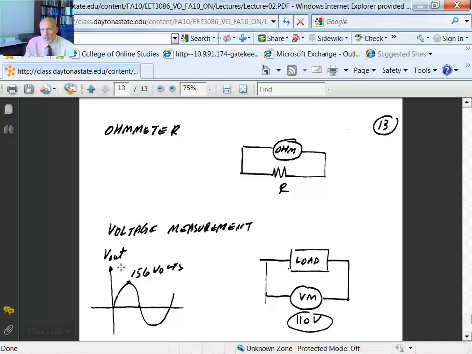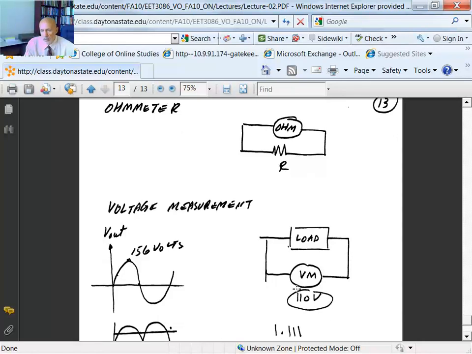Now if you look at the voltage coming out of the wall outlet in the scope, the peak value is about 156 volts. On the scope, what you see is what you get. But if you're using an AC voltmeter, it's going to show 110 volts. The difference between those two is because the AC voltmeter is calibrated to read the RMS value, which is the effective value of the AC signal. And again, we're going to get into that when we discuss AC in a later chapter.